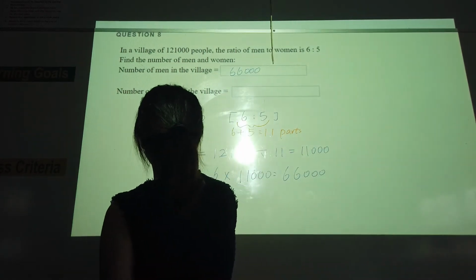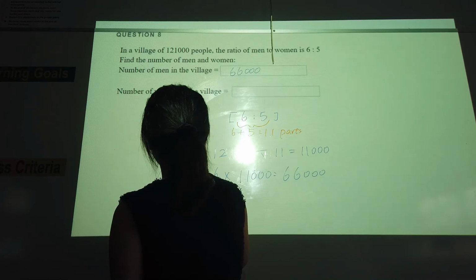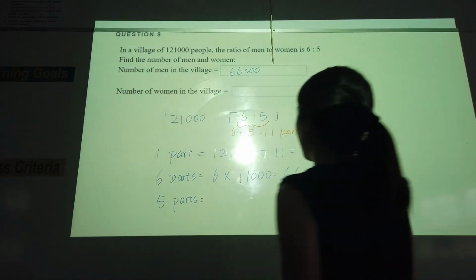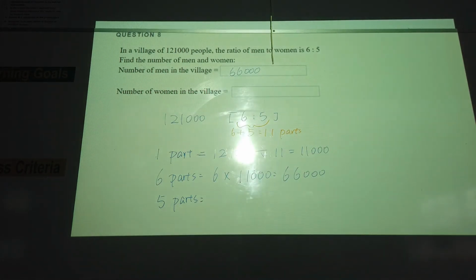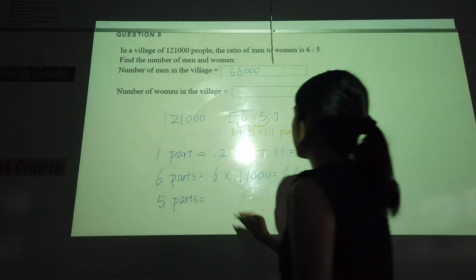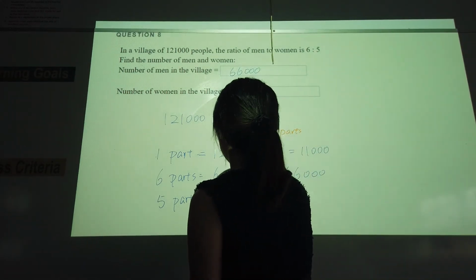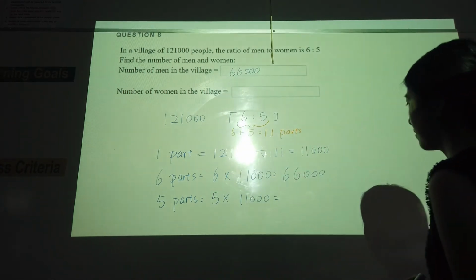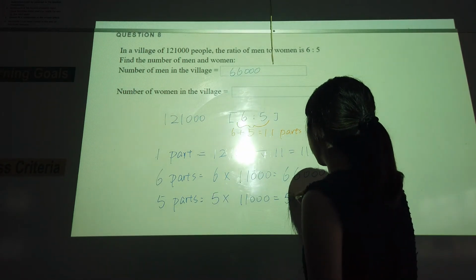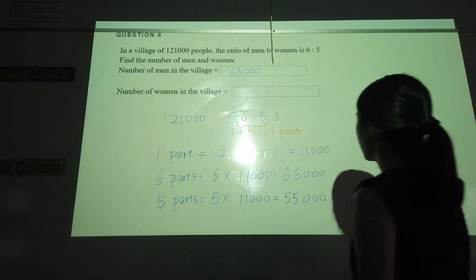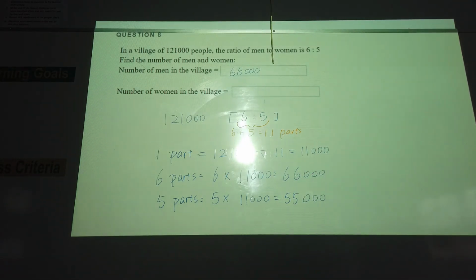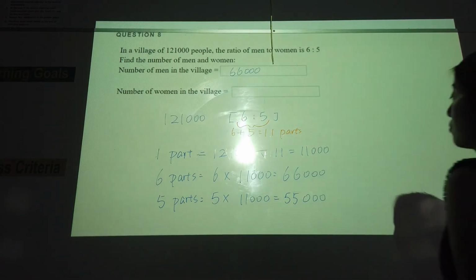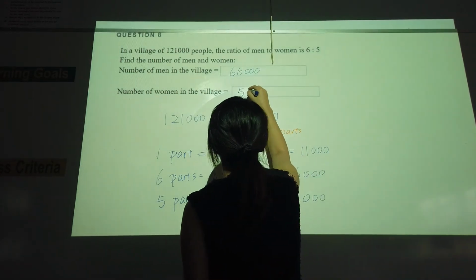Next, I'm going to find out how many people there are in 5 parts. Again, multiplying 5 by 11,000, which gives me 55,000. And that is the number of women in the village.